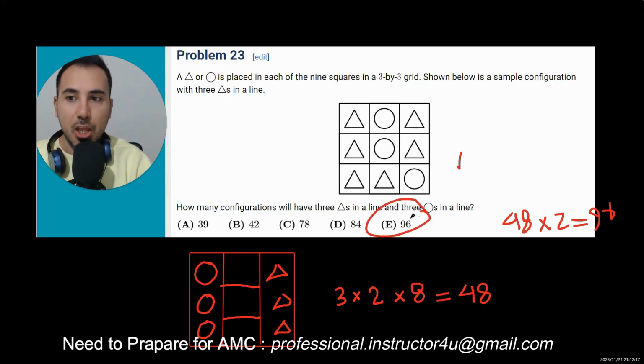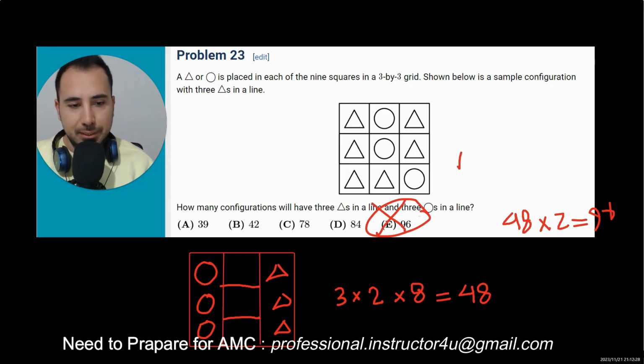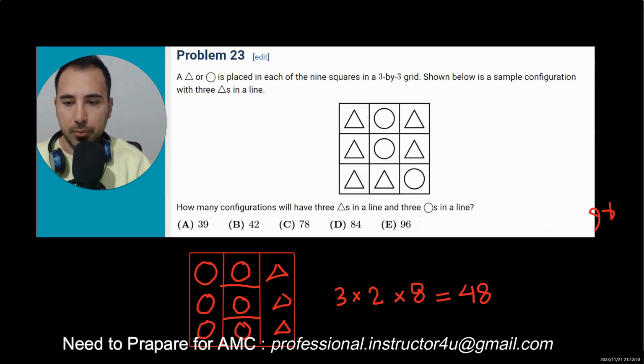Is this the answer? No. 96 is not the right answer. But why? My argument was correct all the way, wasn't it? No, it wasn't. Let's see why 96 is not the answer. Because there is a problem here. Look, we first chose this one, and then we had 8 possibilities here. Of my 8 possibilities, there was also 1 O here, 1 O here, 1 O here, right? This is one of those 8.